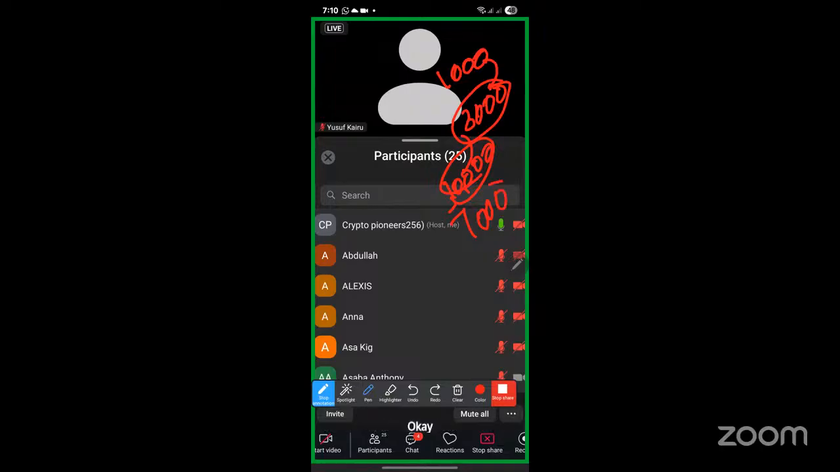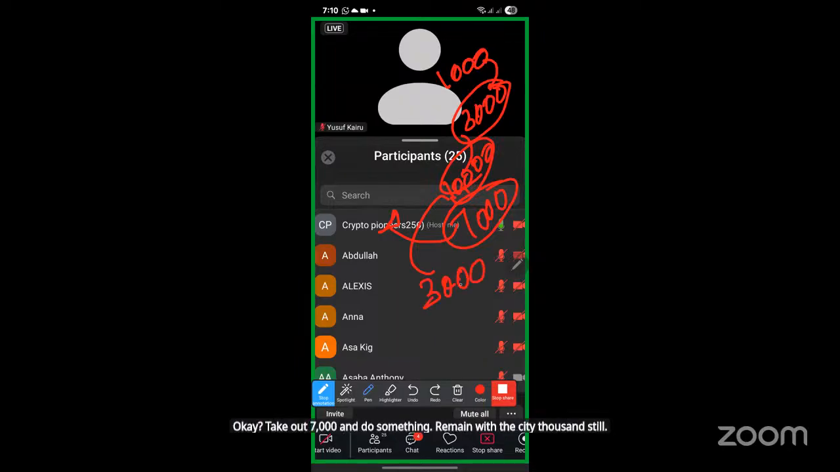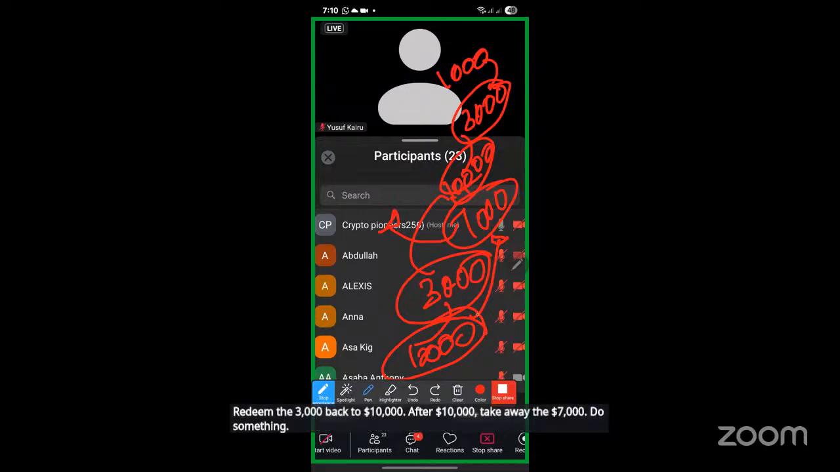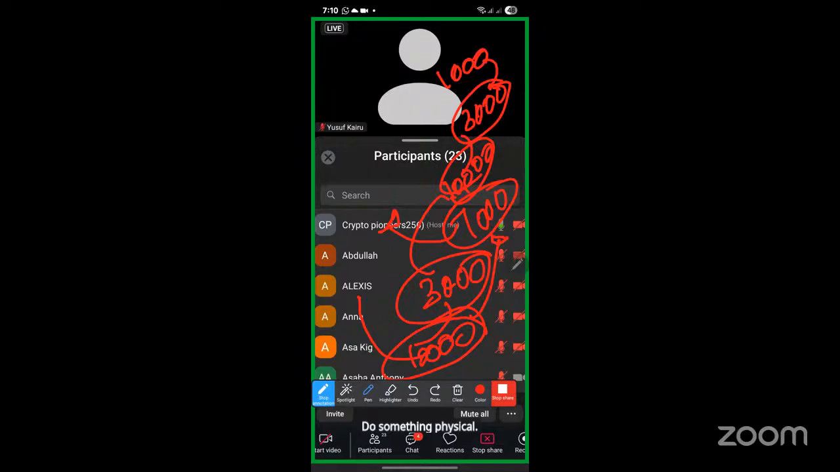Okay, take out 7,000 and do something. Remain with the 3,000 still. Redeem the 3,000 back to $10,000. After $10,000, take away the $7,000. Do something physical. Come back with your $3,000. Redeem that again and take it back to $10,000.